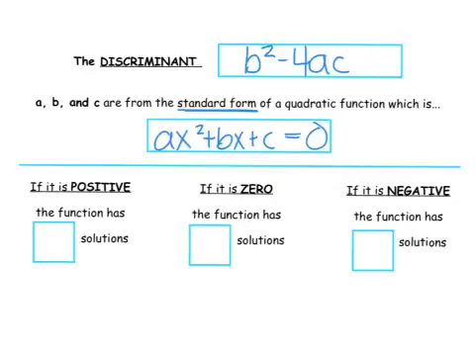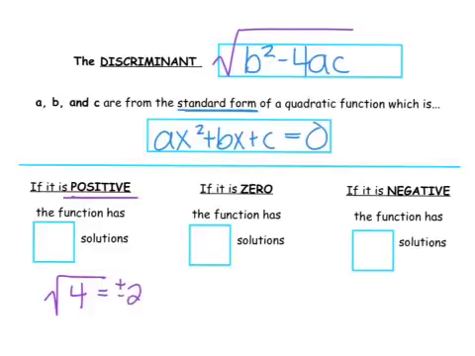Now I said, remember, the number implies how many solutions we have because we think about what would happen if we would square root it. If our discriminant gives us a positive number, like 4, and we take the square root of that, we would get for an answer plus or minus 2. So if our discriminant is a positive number, we're going to get two solutions.